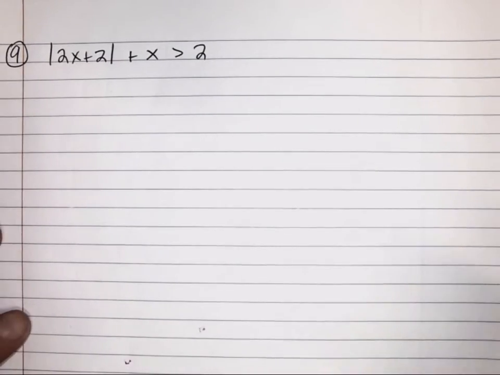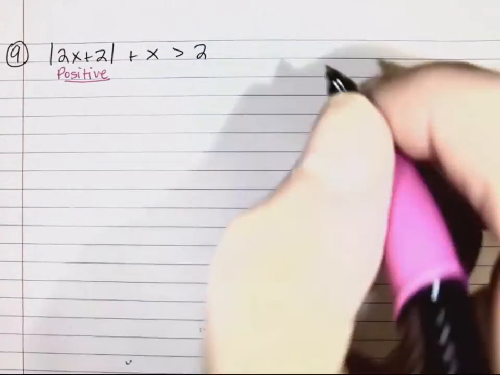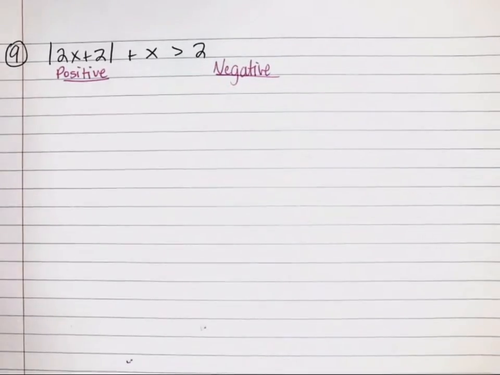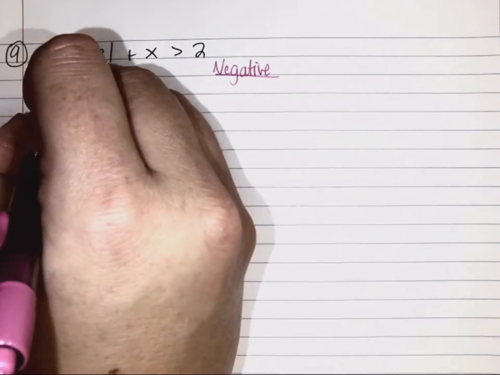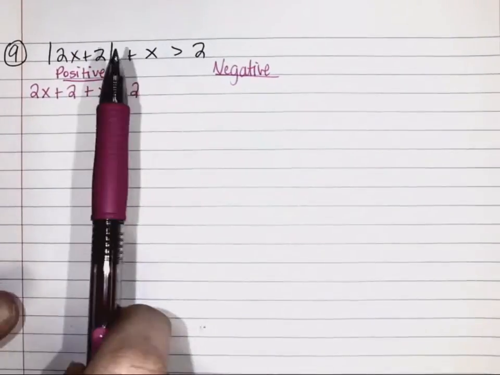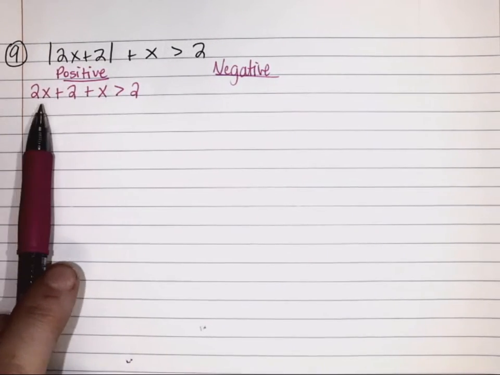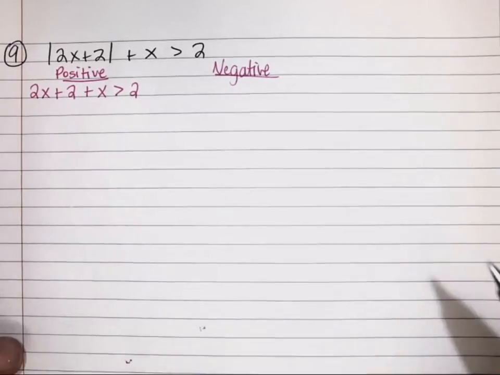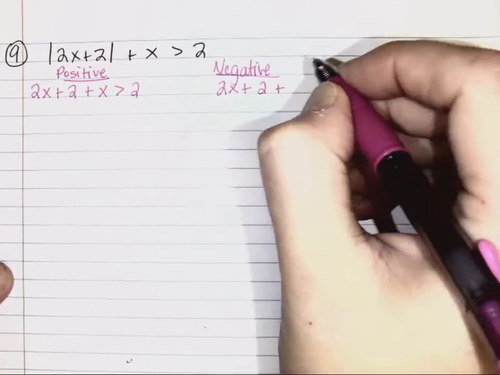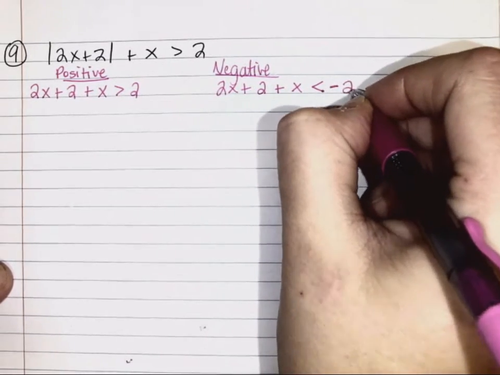So we don't have any isolating to do first, so we can jump right to creating our positive and our negative versions. So positive, you drop your absolute value, so 2x plus 2 plus x greater than 2. For the positive part, your entire problem stays the same except for no absolute value, and then you would distribute if you had that. For the negative, everything stays the same except you flip your symbol and that number becomes negative.